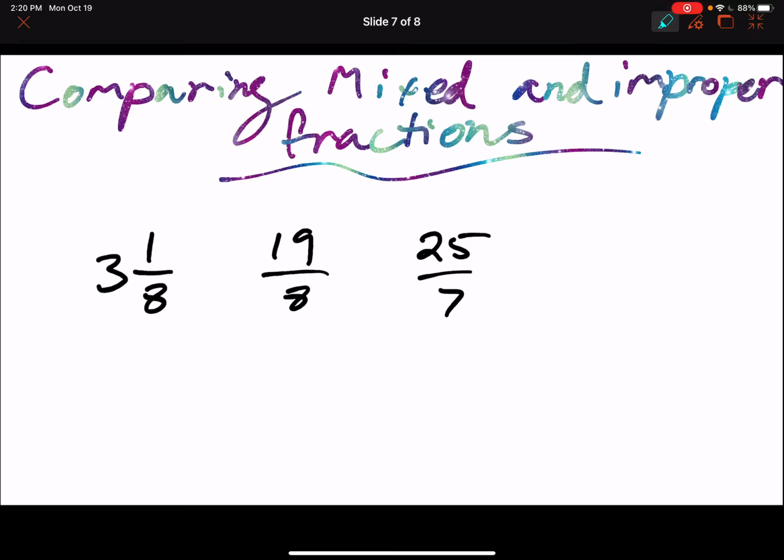Okay, comparing mixed and improper fractions. So when they're not in the same form, you need to change it to look the same. So what I'm going to do is, this is the odd man out, so I'm going to change it. All right, I want you to do this. So pause the video, show me how you change it to an improper fraction. All right, so now I have 3 times 8, which is 24, plus 1 is going to be 25. So I'm just going to change that guy there.